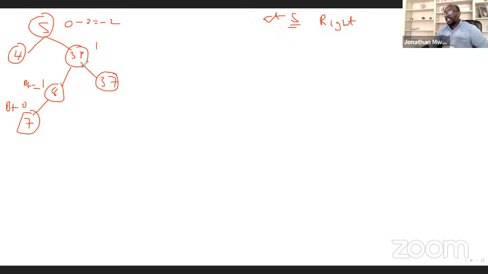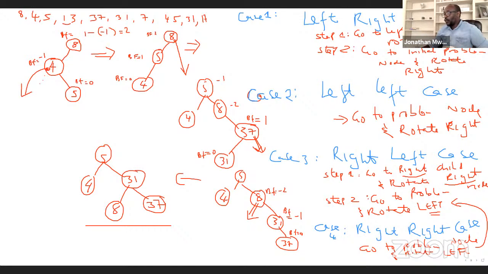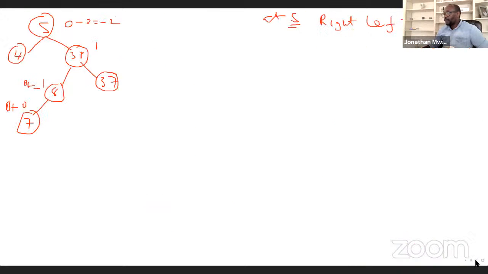So we go to the right child, we find the balance factor is 1, which means at that 1, we have more nodes on the left hand side. So this is actually a right left case. So you see, once we determine that, we know what to do. Right left case means go to the right child and rotate right. So we go to the right child, which is that 1, and rotate these children right.